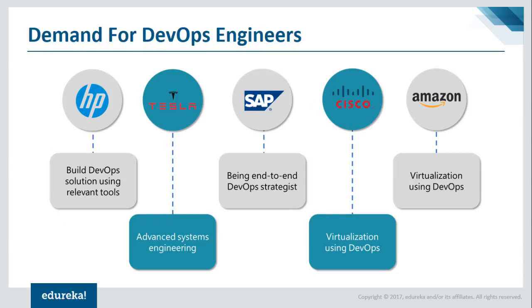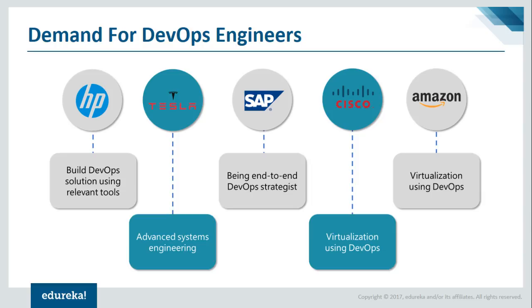There's just one more slide here before I go to my demonstration, and that is: what is the demand for DevOps engineers? You guys might have by now realized how DevOps is the future. There is some more proof here, and as you can see, some of the top companies, HP, Tesla, SAP, Cisco, and Amazon, are all hiring DevOps. It is these DevOps engineers whom they are rapidly looking to groom and hire.